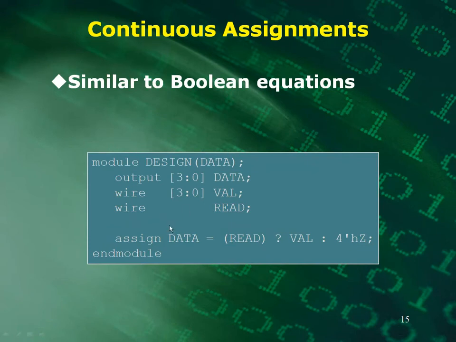Okay, here's another method you can use for doing combinational logic. You can use the assign statement. So you just say assign data equals, and then based on read, either value or the tri-state. So for simple things like that, that's much better.